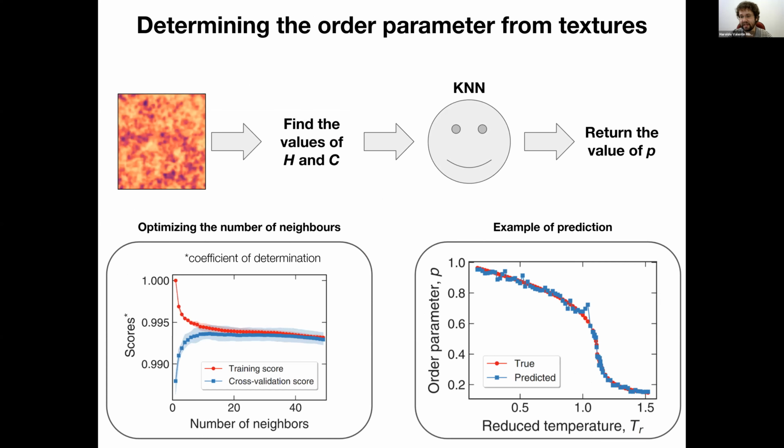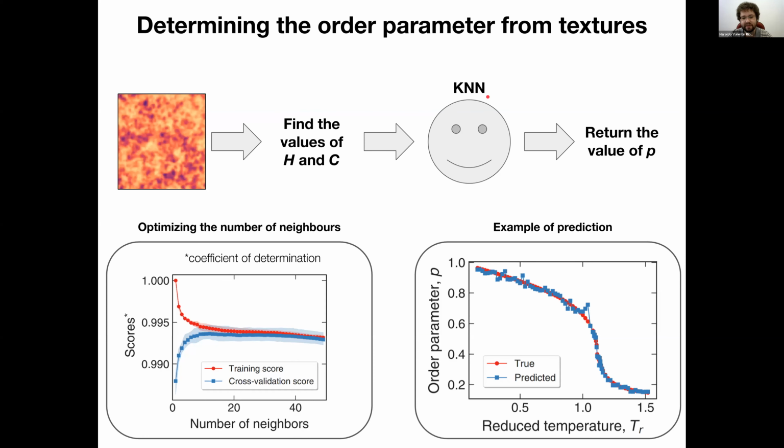And so we did that. We trained our KNN model with a lot of simulated textures. And then we generate new textures where we, in principle, do not know the values of the order parameter. But we can still estimate the values of entropy and complexity and use these values as an input to our KNN model. And the KNN model will return the values of the order parameter. And as you may guess, there is only one parameter in this KNN algorithm, that is the number of neighbors.